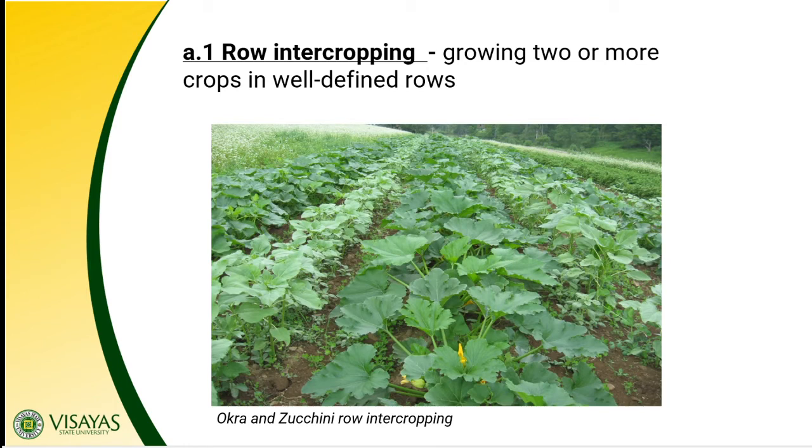For row intercropping, this is the growing of two or more crops in well-defined rows, just like this setup. This is a setup of zucchini and okra in row intercropping. We can see here that this first row is zucchini, then followed by a row of okra plants, then again alternated with zucchini, then again okra, then zucchini. So there are well-defined rows of zucchini and okra.